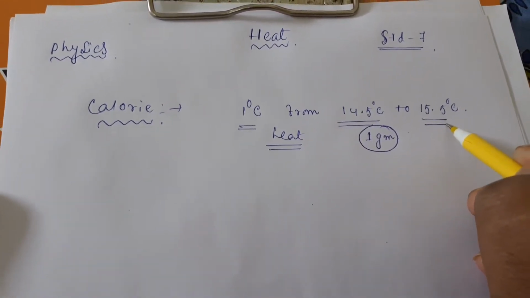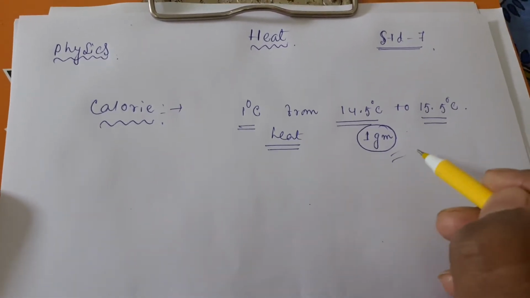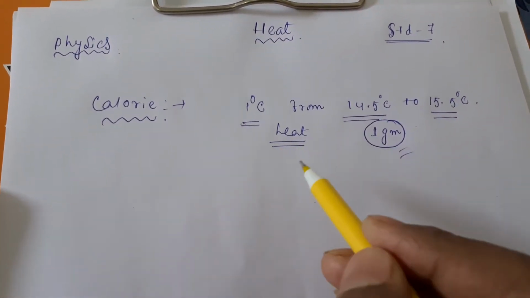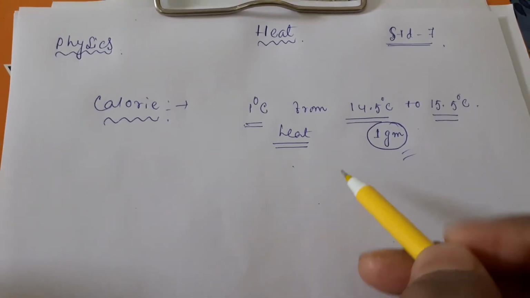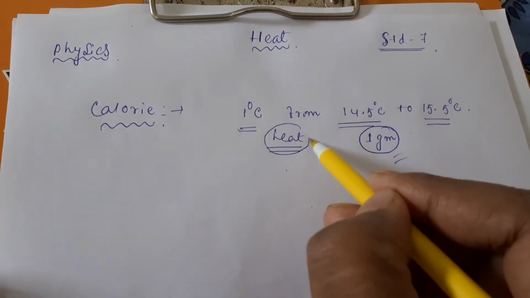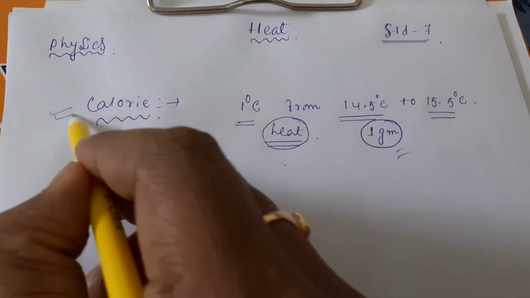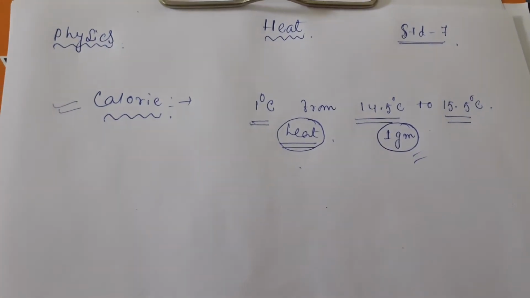If you want to raise the temperature of 1 gram of water by 1 degree centigrade, then definitely you have to give some amount of heat. How much amount of heat you have given here, that amount of heat is known as 1 calorie of heat. So that is the definition.